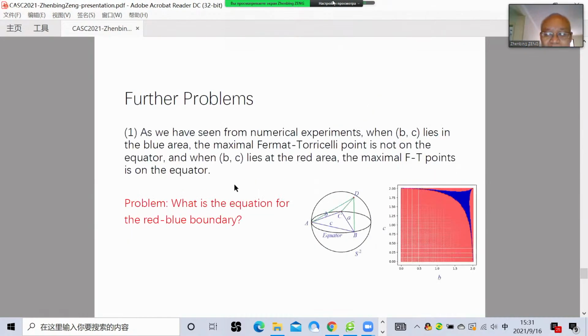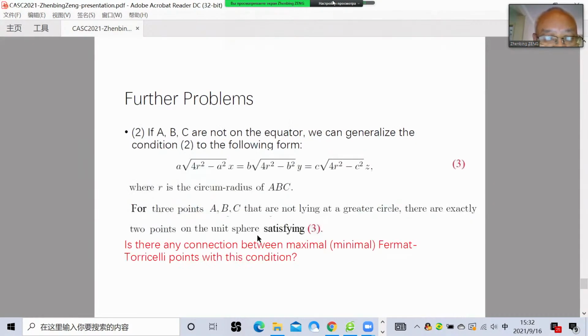And then a further problem is we try to find the polynomial or equations that divide the red area and the blue area. But this is not solved at this moment yet. So I think this is the last page already.